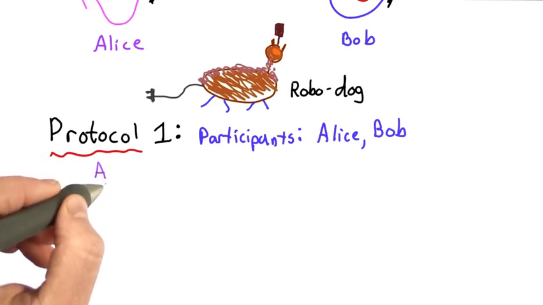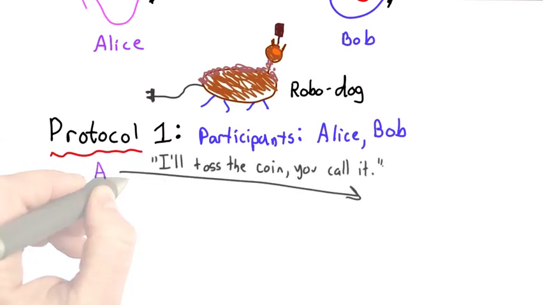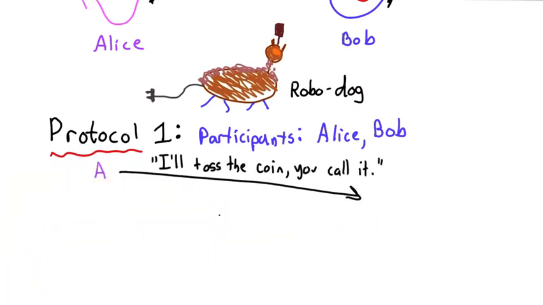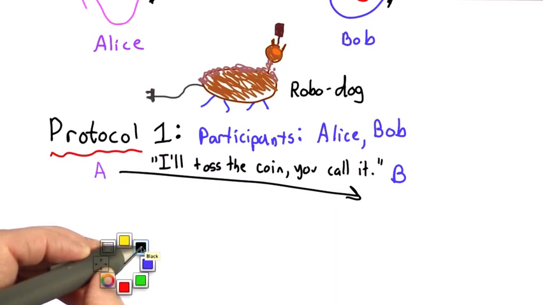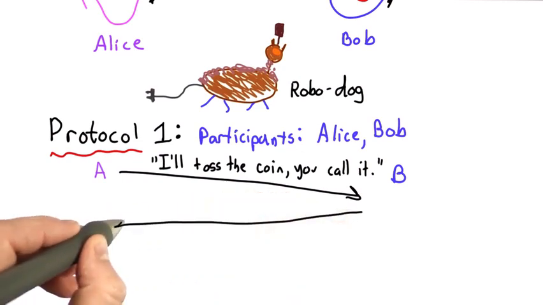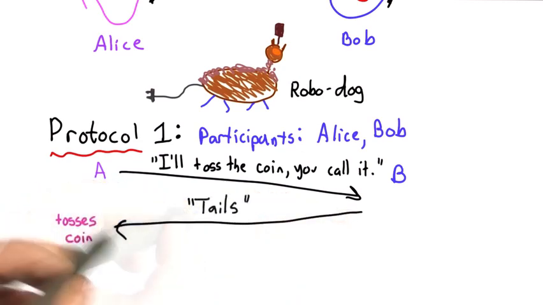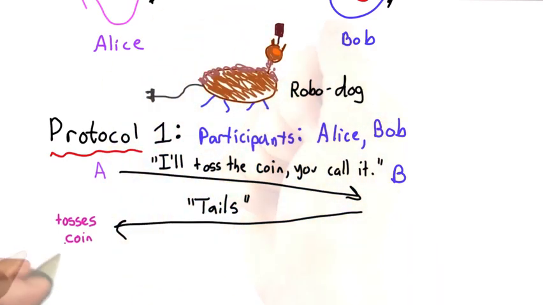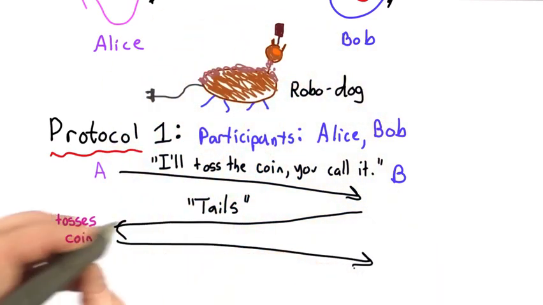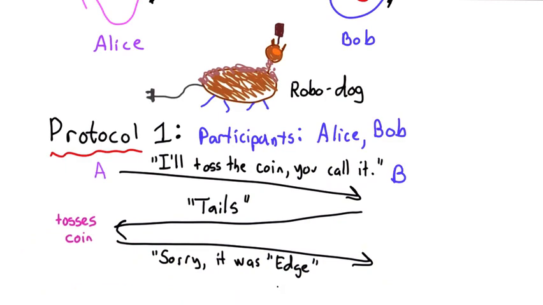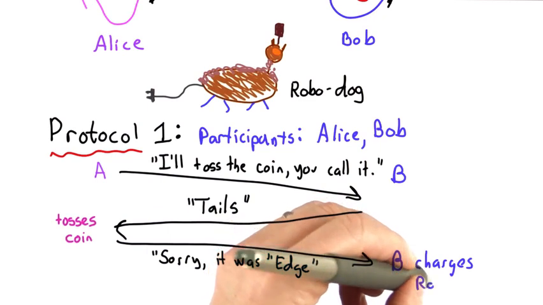The protocol starts by Alice initiating it. She initiates the protocol by sending Bob a message that says, I'll toss the coin, you call it. Bob calls the coin, and so he sends a message back to Alice that says, I call tails. At this point, Alice tosses the coin, and she responds to Bob with the result of the coin toss. In this case, she'll respond, sorry, it landed on the edge. And it's Bob's turn to walk the robo-dog.